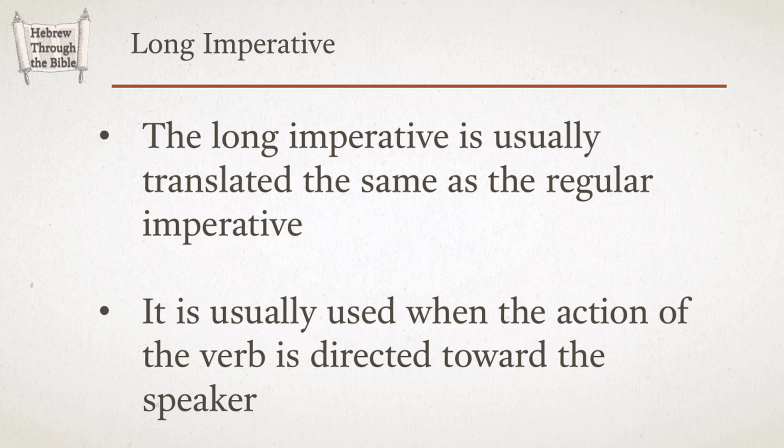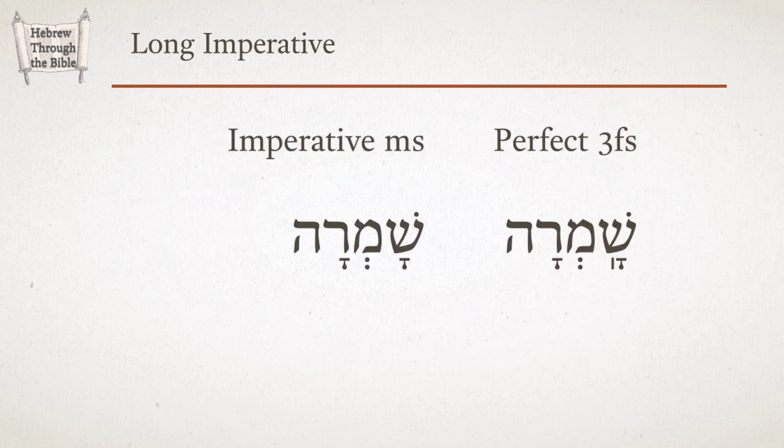Now this long imperative form is usually translated the same as a regular imperative, but people who have studied it have sensed that it is usually used when the action of the verb is directed toward the speaker. It can be used, for example, when one wants to say, give to me, or come to me. It looks much like the Kal perfect form she kept, but notice that there is no meteg, so the vowel is a kametz katuf. This long imperative form is used throughout the language on many imperatives.